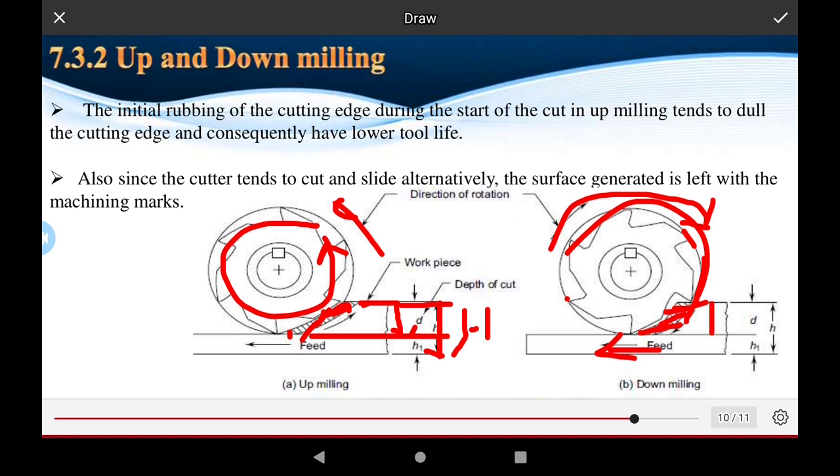This is the small depth of the workpiece, the small h, and this is the total h. h1 is the uncut chip thickness, and d is the depth of cut. Depth of cut means the depth of cutting of the workpiece in the operation performed.